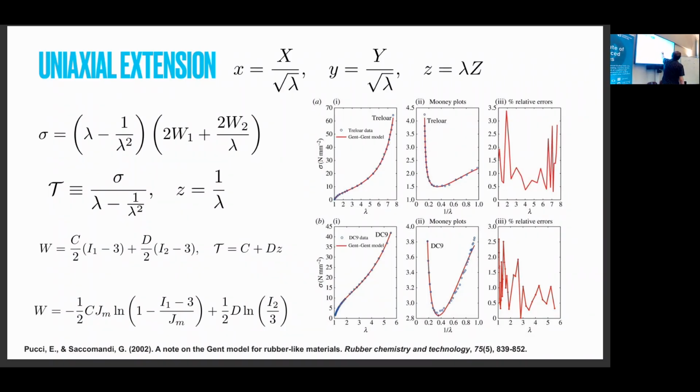Okay, for the uniaxial extension. Uniaxial extension is the basic, very simple experiment you can do. You take a rubber band, you hang the rubber band, you use a weight on the other extremum, and you look at what happens. And as you can see, you have a stretch that can reach near 8.